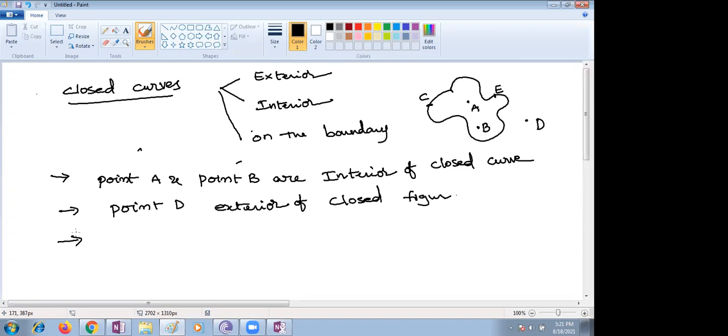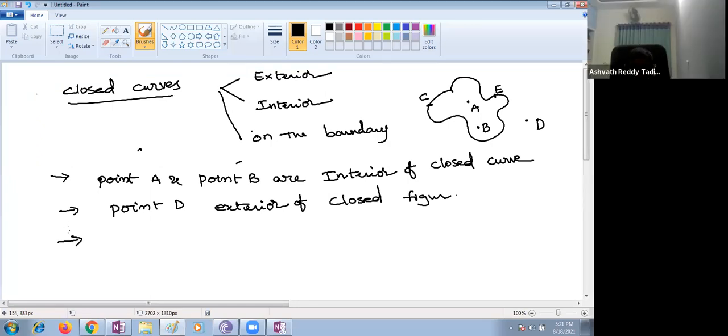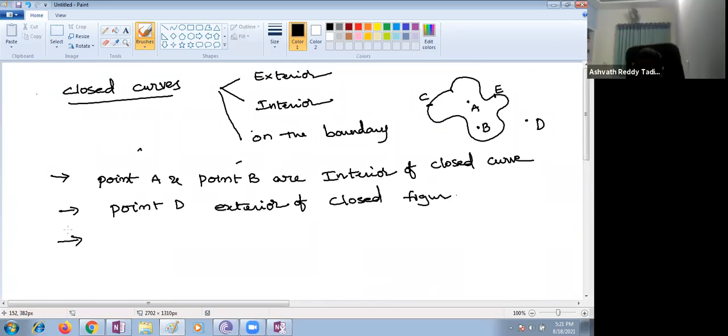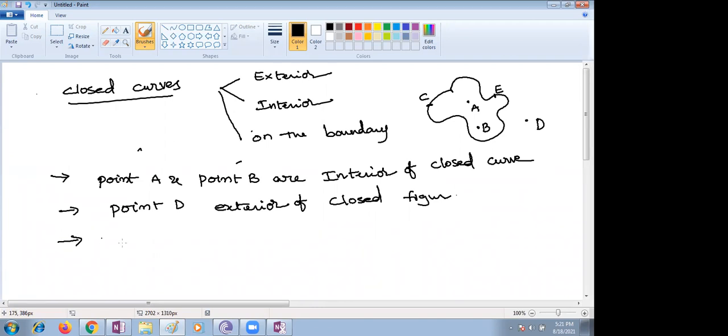Now, in your room, children, in your reading room, are you in the exterior or interior? Ma'am, interior. Okay, yes. Our main door is exactly on the boundary. Ma'am, on the boundary. Yes, you have to take examples like that, children.